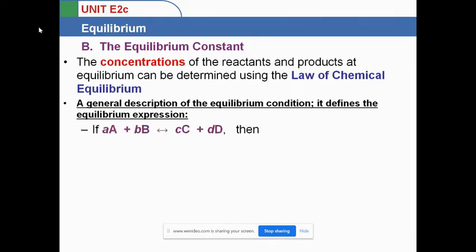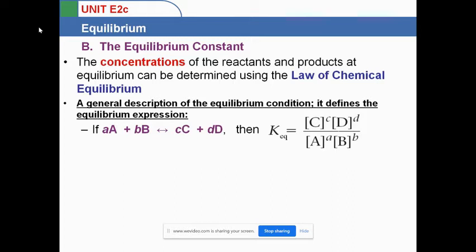Now, let's say you have a generic chemical reaction. Chemical A reacts with chemical B in equilibrium to form chemicals C and D. The uppercase letters represent the chemical formulas. The lowercase letters represent the coefficients. Once you balance the equation, the little a, little b, little c, and little d represent the numbers in front, the coefficients. Well, if this is the generic equation, then this would be the equilibrium expression.